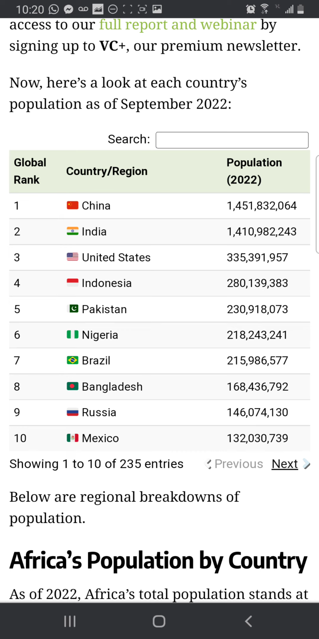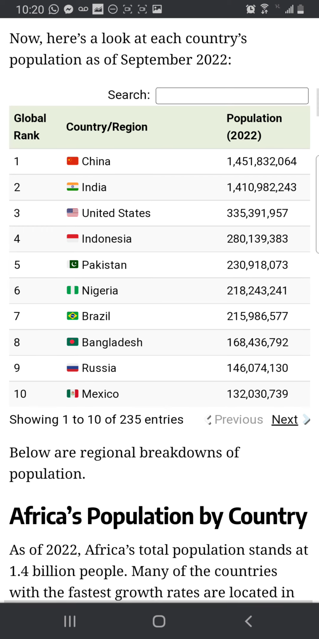So now here's a look at each country's population as of September. So China, 1.4 billion. This is China's population, 1.4 billion. I can go with the numbers. 1,459,832,064. India in second place with 1.4 billion. 1,410,982,243. United States with 335 million.